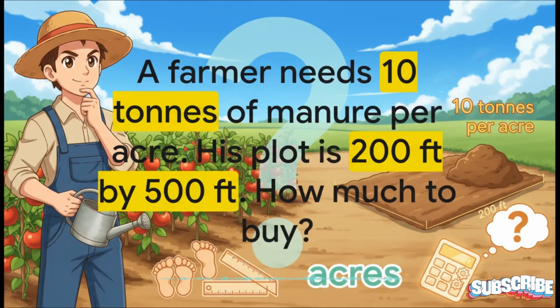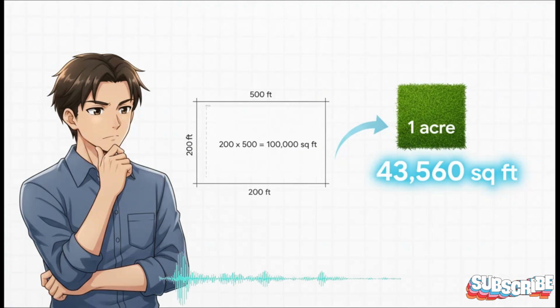Okay, time to help a farmer out so he can grow some amazing tomatoes. The recommendation is in tons per acre, but his land is measured in feet. So our first job is to figure out the size of his plot in a unit we can actually work with. First things first, we got to do a little conversion. The plot is 200 feet by 500 feet, which means the total area is 100,000 square feet.